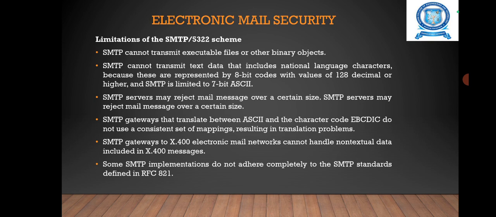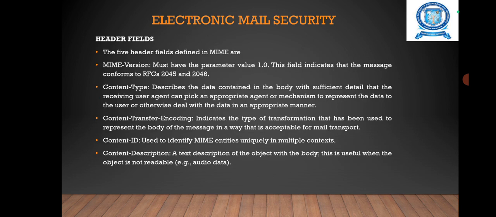Here, the gateways that translate between ASCII and the character code EBCDIC do not use a consistent set of mappings. Here, electronic mail networks cannot handle non-textual data included in X.400 messages. It does not adhere completely to the SMTP standards defined in RFC 821. Here, some of the header fields. The five header fields are: MIME-Version, whose parameter value is 1.0. This field indicates that the message conforms to the RFC.